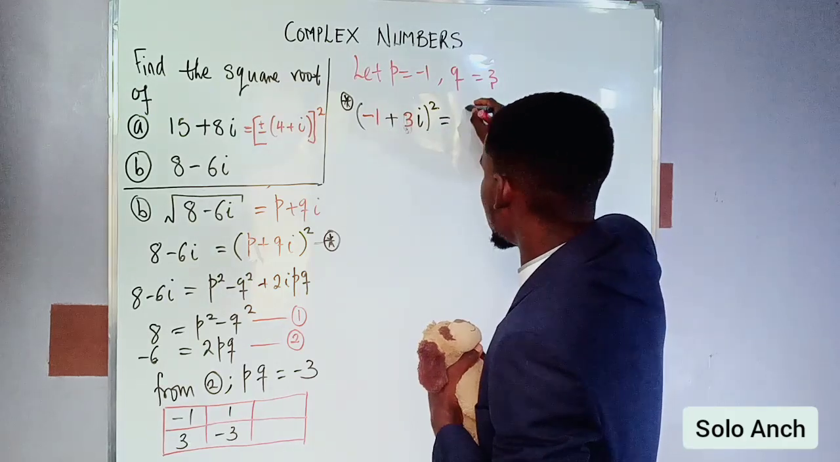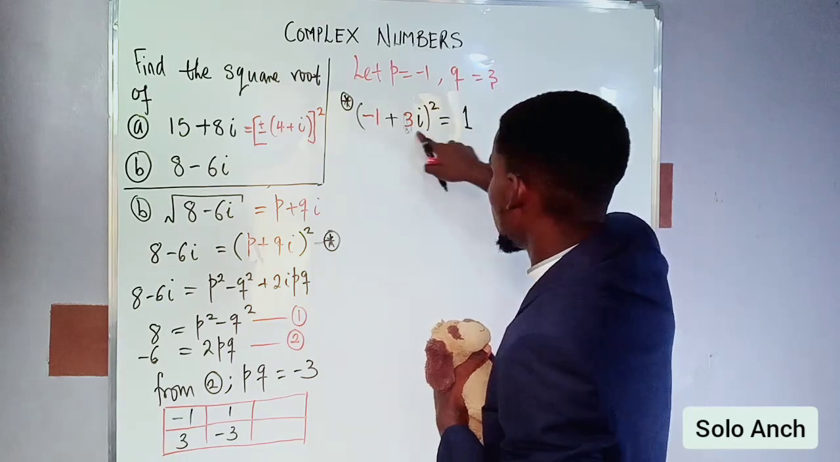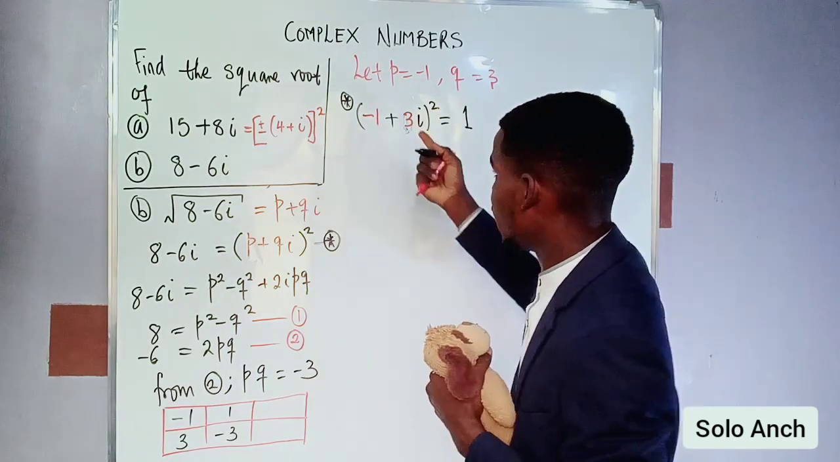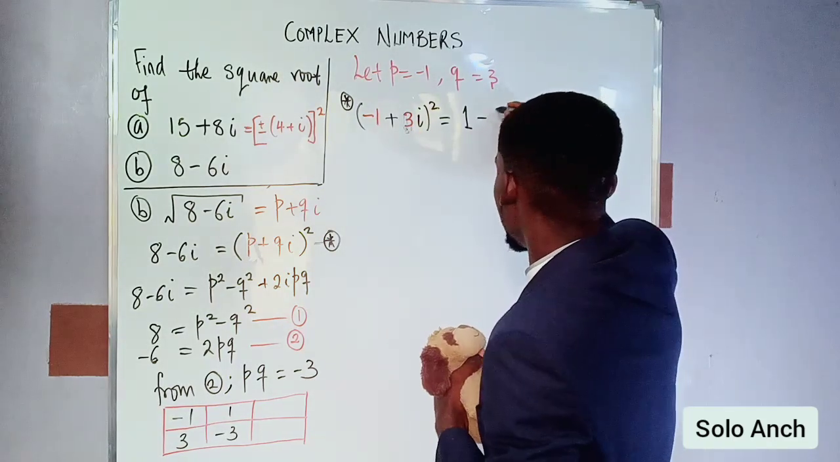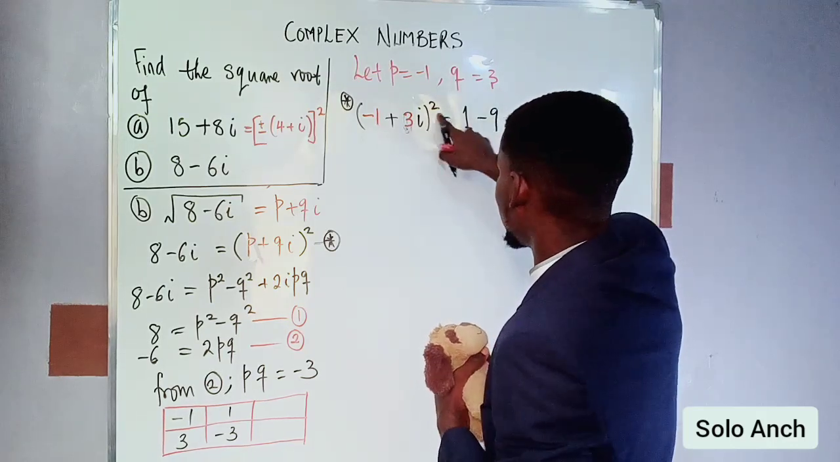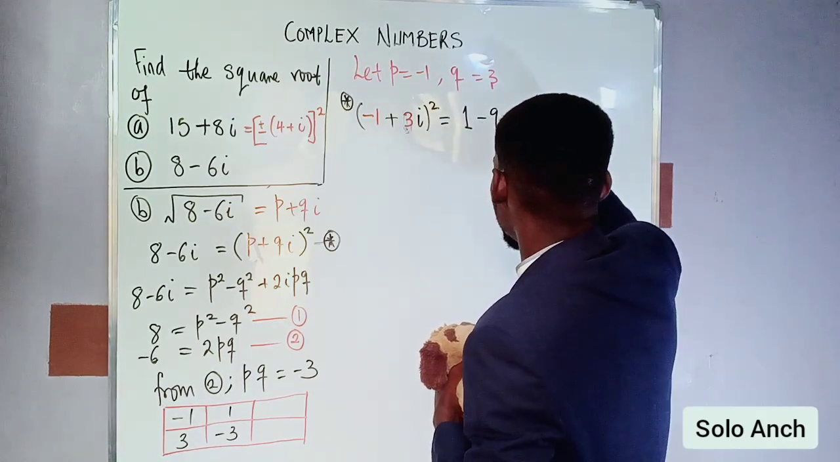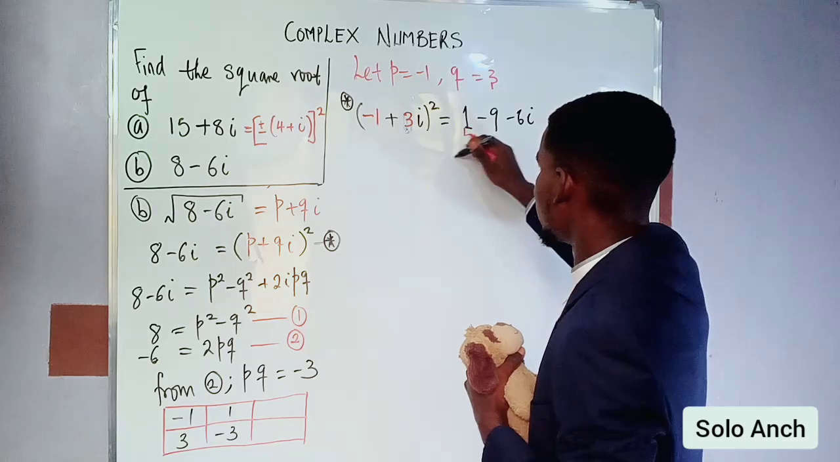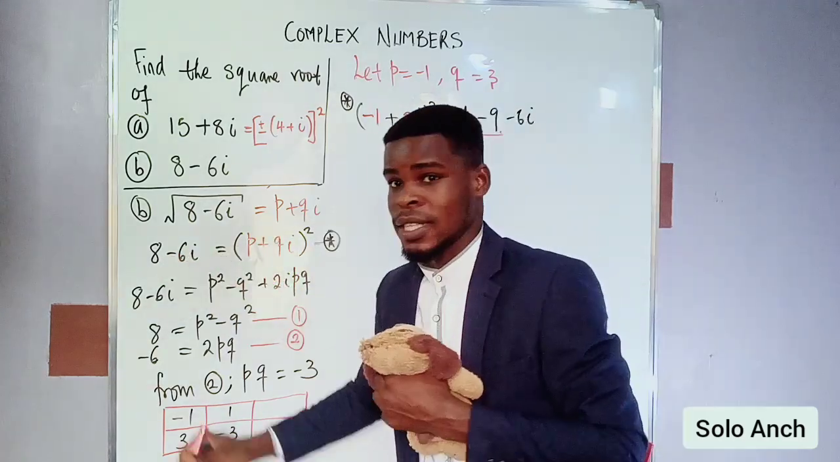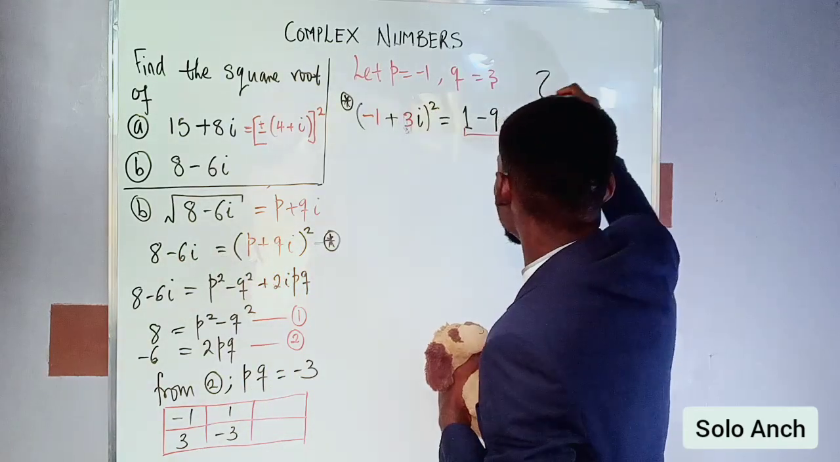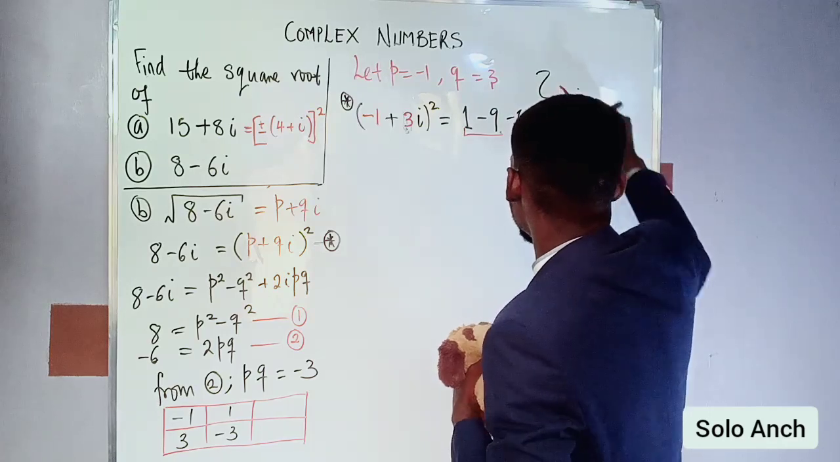Well, we square -1, we get 1. Then we square 3i, we're going to get -9. The next part will give us -6i. This is -8, which is not equal to +8. So in fact, this will not give us what we want.